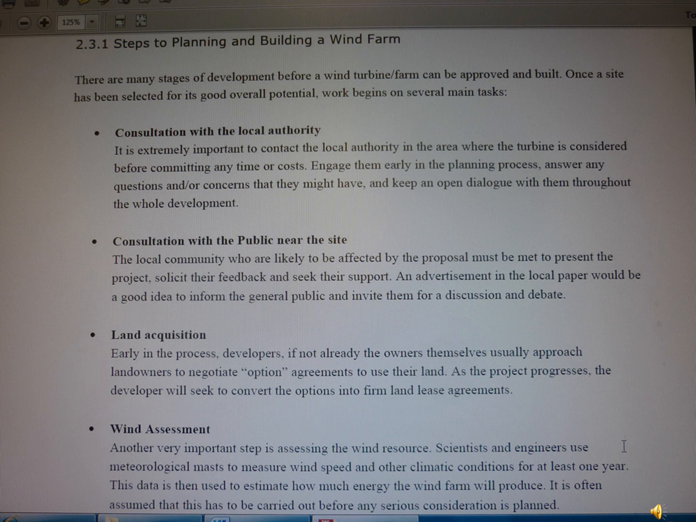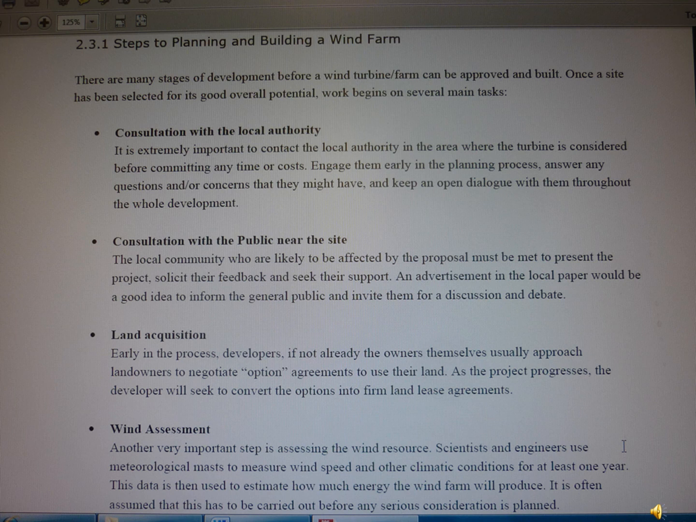Another thing is a consultation with the public near the site. The local community, who are likely to be affected by the proposal, must be met to present the project, solicit their feedback and seek their views. An advertisement in the local paper would be a good idea to inform the general public and invite them for a discussion and a debate.